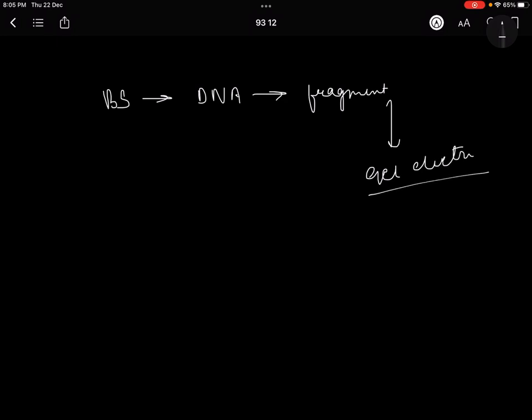We take the blood sample, and we extract the DNA out of it. Then we cut it with the restriction enzyme and take the fragment of the DNA. Then this DNA fragment is separated into bands by gel electrophoresis. Gel electrophoresis is done. Now these DNA bands which we had separated with the help of gel electrophoresis are transferred on a nylon membrane with the help of a southern blotting procedure.